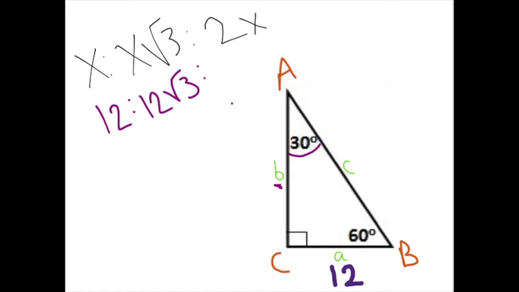And to find the length of the hypotenuse, or C here, all you literally have to do is multiply by 2. So x times 2, or 12 times 2, that gives us 24.